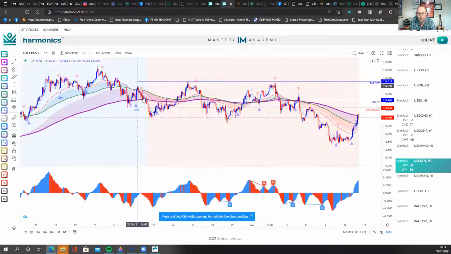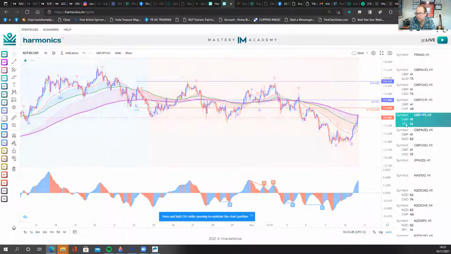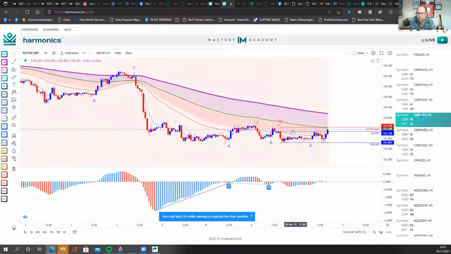Entry, went fair way, lost. Could have got back in there, came down a little bit, went up. What was that, USD JPY? One more, GBP JPY. Short, straight down. Okay, guys, so that's the kind of stuff we do in the group.